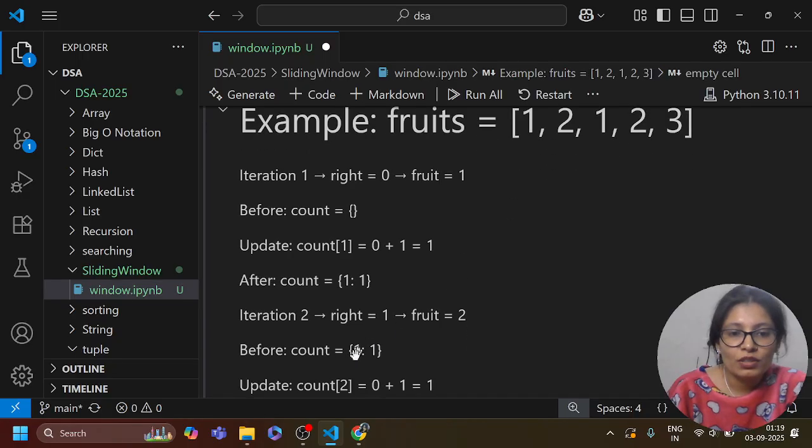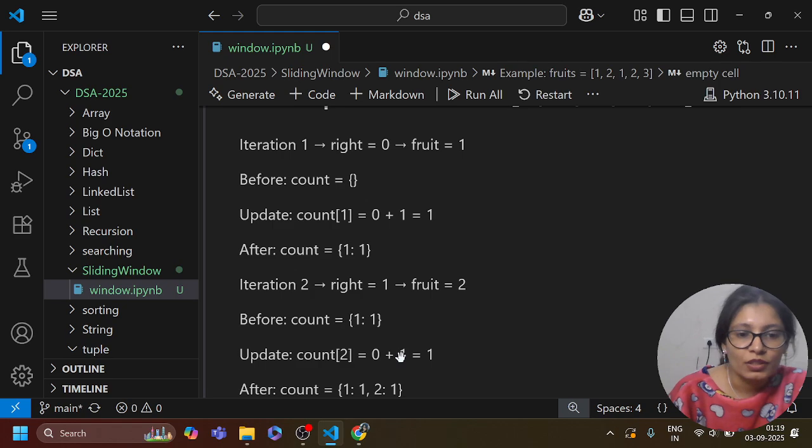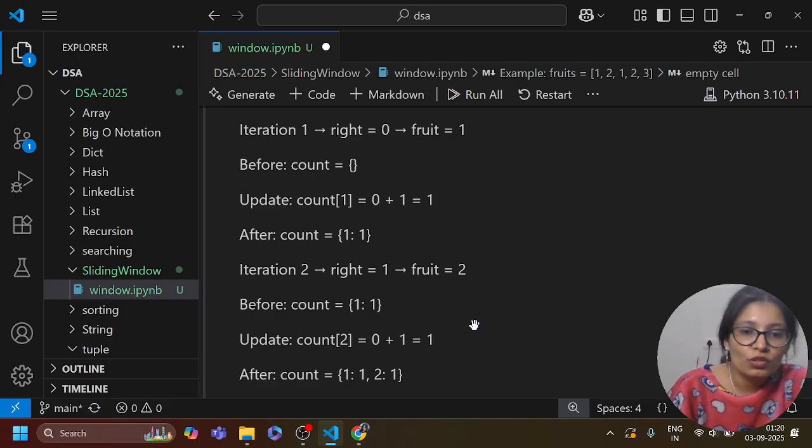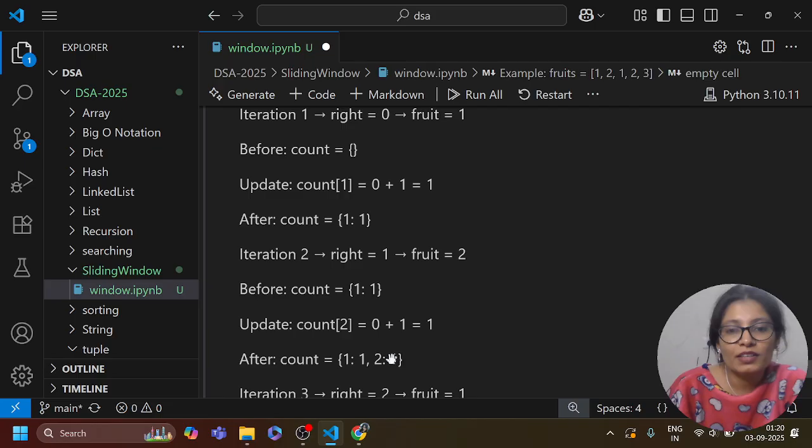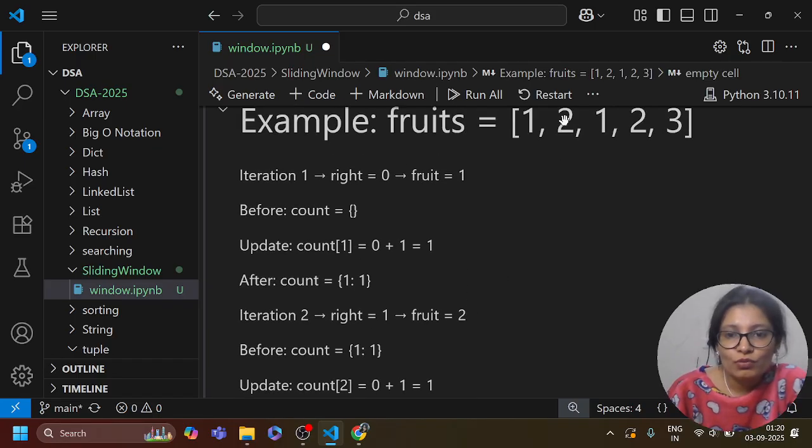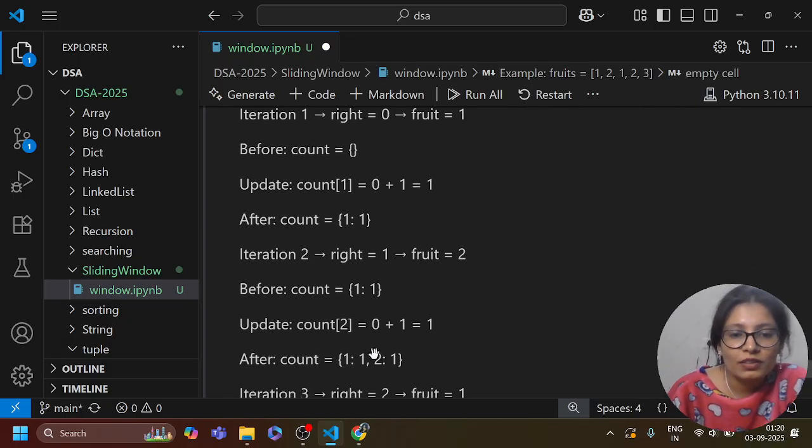Before, the count was 1 colon 1. So we update the count value: 0 plus 1 equals 1, because we have 2 fruits at one time. Now we increase 2's value by 1 because we have 2 here only. So this is for 1 and this is for 2.